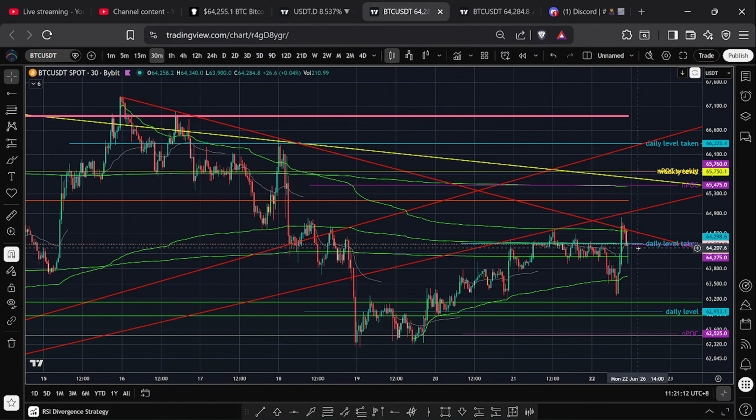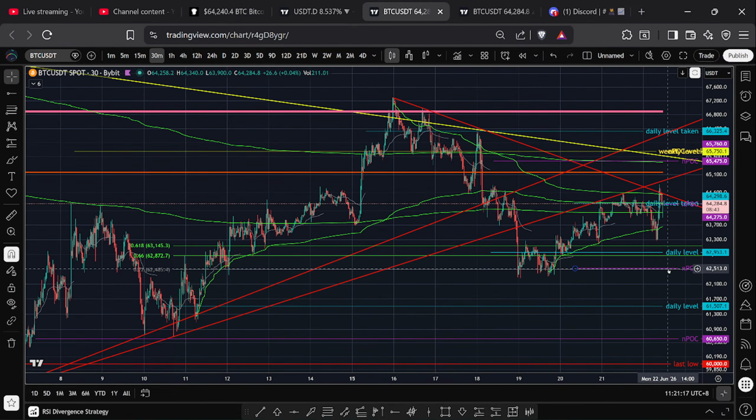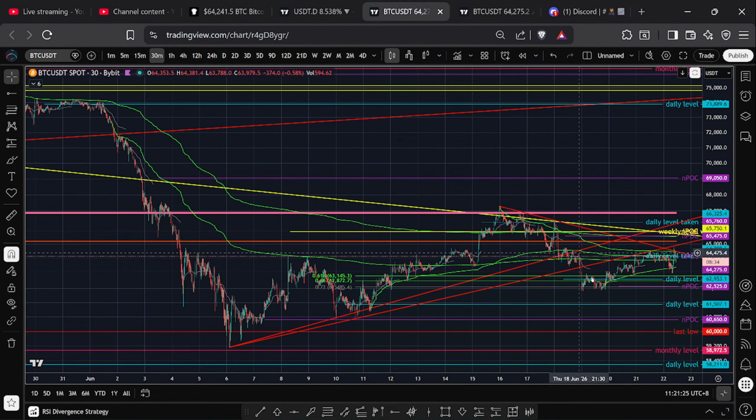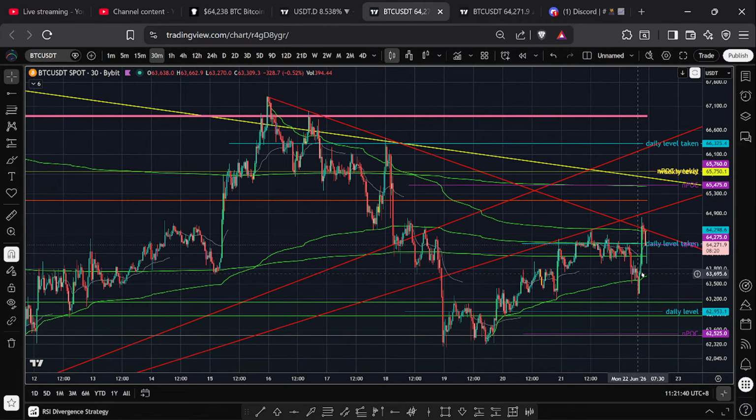So if we do see a rejection here, NPOC is a magnet, so you're looking at this level here, and then it's got another one right down to here. If we do all that, then we know this is very bearish because it would have tested underneath this trend line, and then we have a drop, which would probably be a large drop.